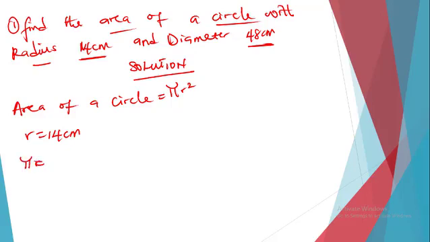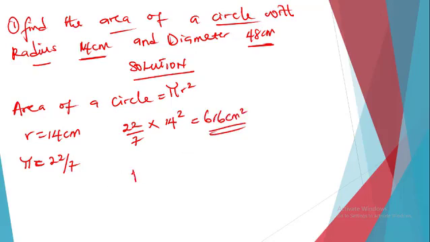Our r is 14, which is our radius, and our pi is equal to 22/7, just like I told us earlier. Now the area of the circle will then be equal to 22/7 times 14 squared, and that will give us 616 cm squared. Okay.